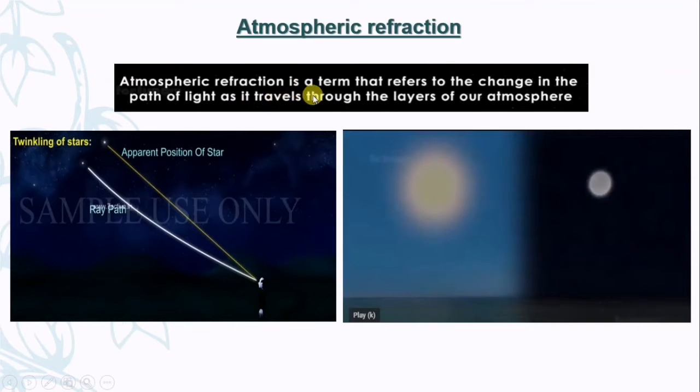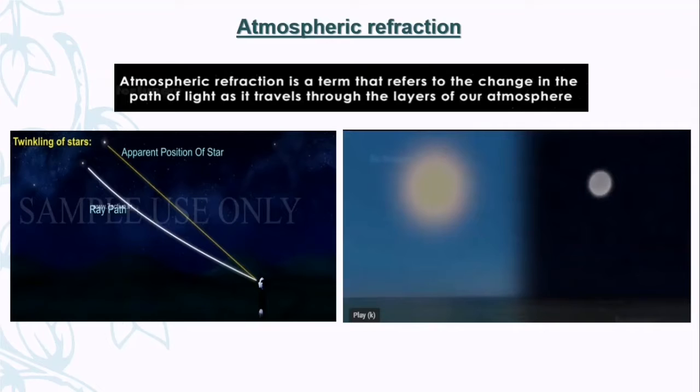Atmospheric refraction, first, is a term that refers to the change in the path of light as it travels through the layers of our atmosphere. Maybe now you are going to wonder why refraction will occur in air. Air is one medium, okay? We don't have two different media here. So why do we have refraction?